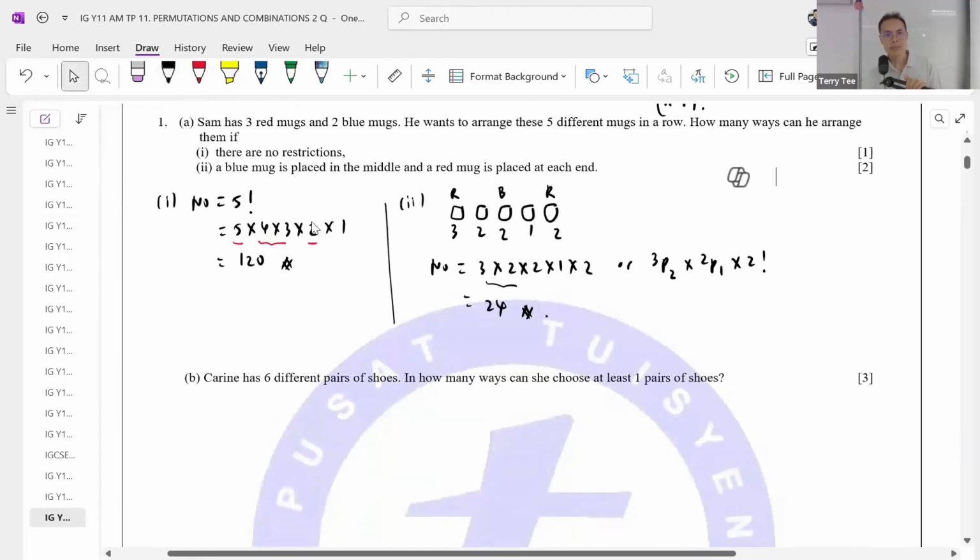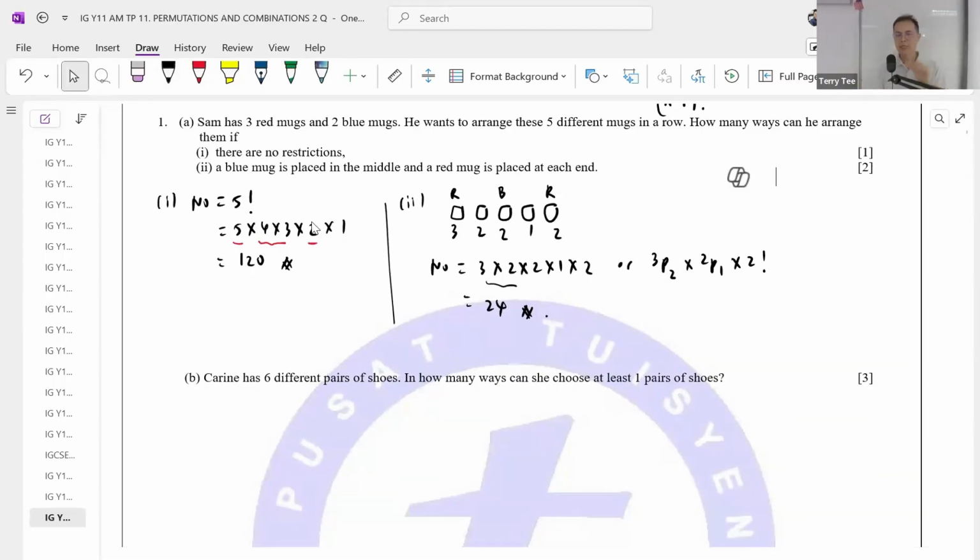Okay, let's move on to part B. Part A is permutation, part B is combination. Corinne has 6 different pairs of shoes. In how many ways can she choose at least 1 pair of shoes? Okay, so we can do this, guys. 6 shoes, at least 1. At least 1 is what? 1, 2, 3, 4, 5, 6. Are you going to do it one by one? Do you know about this, guys?